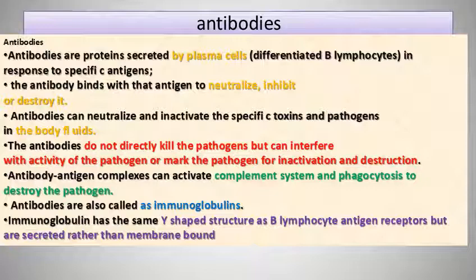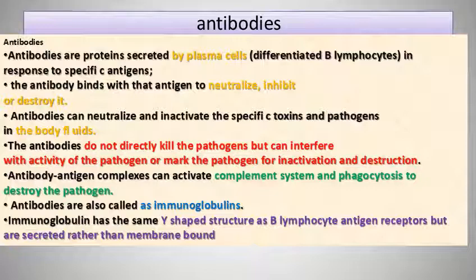Okay, so they can neutralize and inactivate the toxins and the pathogens in the body fluids. The antibodies do not directly kill the pathogen. They do not directly kill the pathogen, but can interfere with the activity of the pathogen or mark the pathogen for inactivation and destruction. That you have to know.